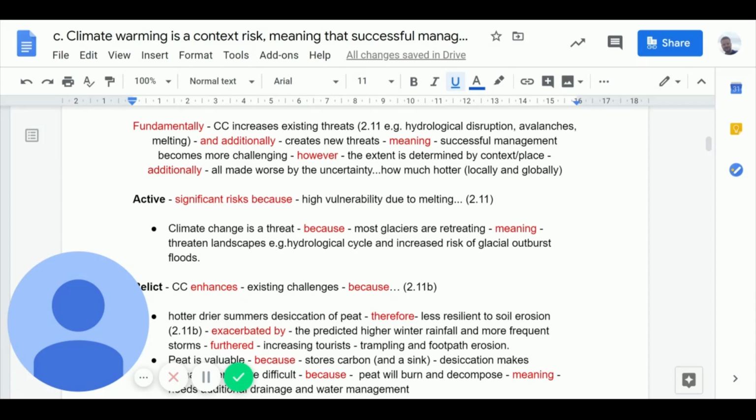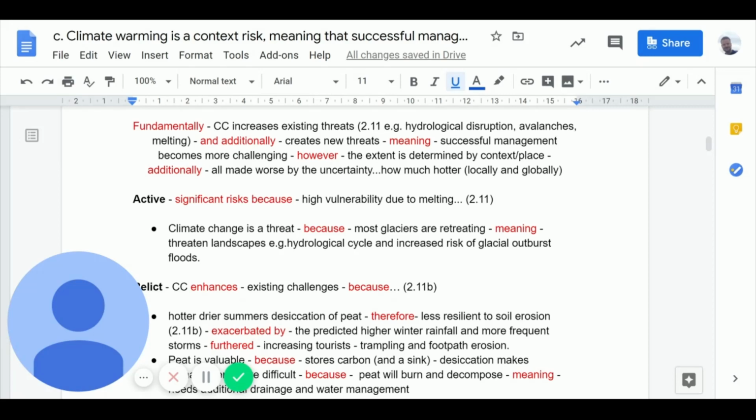But equally, we can think about things like soil erosion and trampling. Slightly less obvious, but for example, if we looked at Snowdonia, the peat is drying out, and it's expected to get worse in summers because their summers are expected to get drier. So in Snowdonia, if the summers get drier, the peat dries out, it becomes less resilient or more vulnerable to soil erosion, which we can look at in a minute.